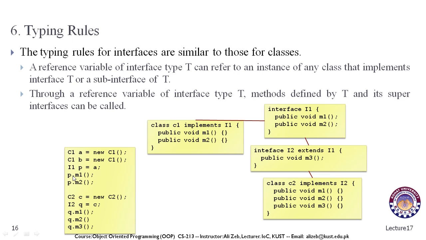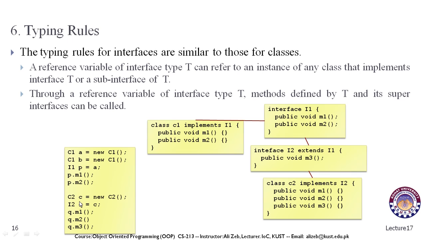This P will be called a reference variable, and we can assign this object to our reference variable. Now we will be able to call these methods m1 and m2 using the reference variable of our interface, and it will call the m1 method implemented in the class C1, and this one will call the m2 method implemented in the class C1. You can check the case of the classes. This should be the same. There's a mistake in the slide.